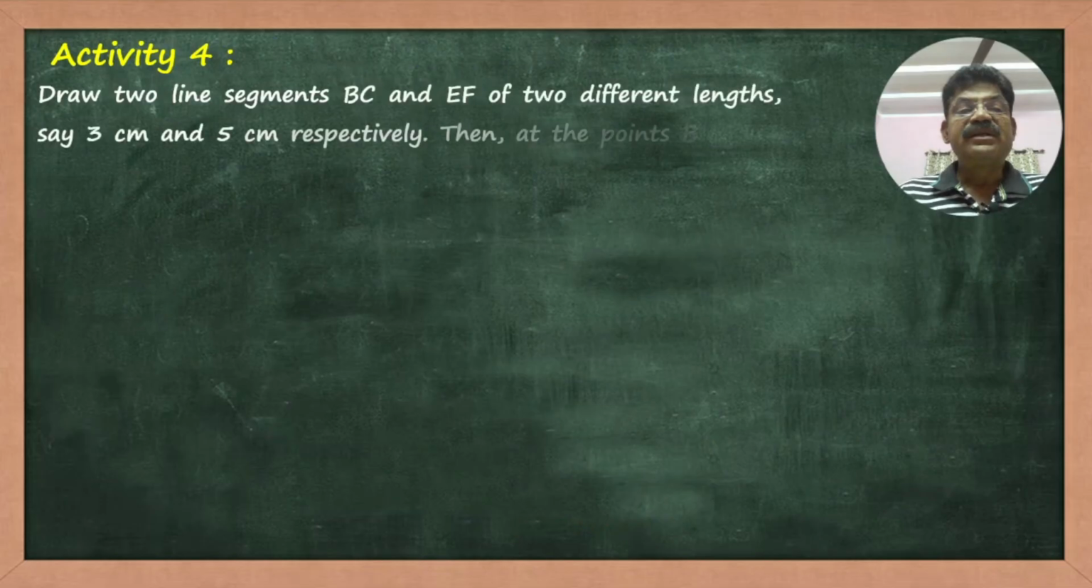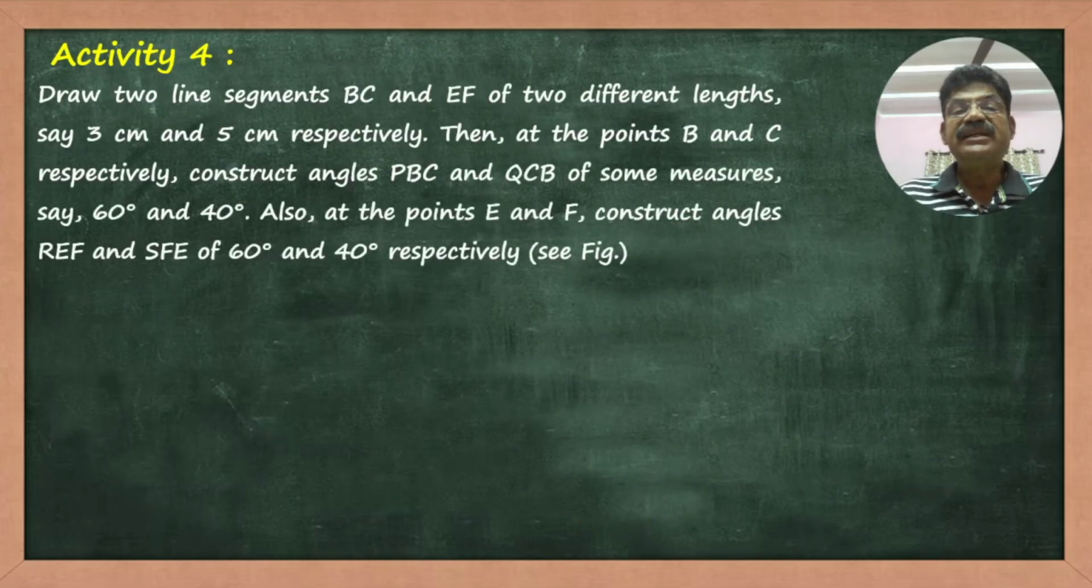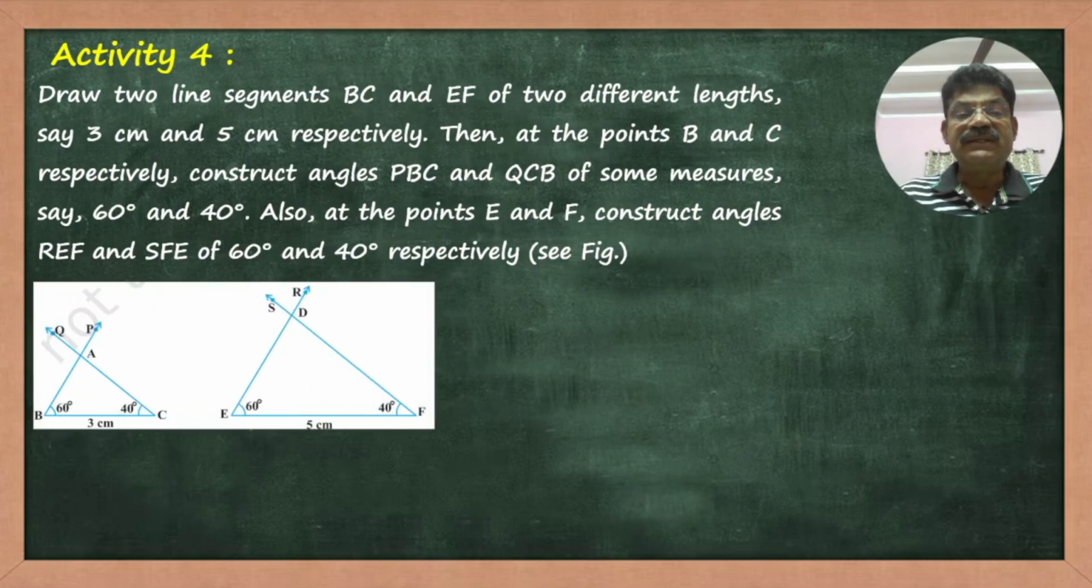Now, an activity. Draw two line segments BC and EF of two different lengths, say 3 cm and 5 cm respectively. Then at the points B and C respectively, construct angles PBC and QCB of some measures, say 60 degrees and 40 degrees. Also at the points E and F, construct angles REF and SFE of 60 and 40 degrees respectively. Look at this figure. BC is 3 cm, EF is 5 cm, angle B is 60 degrees, angle C is 40 degrees. Similarly, angle E is 60 degrees, angle F is 40 degrees.